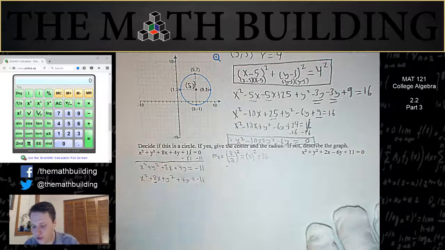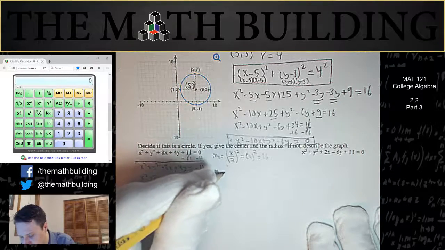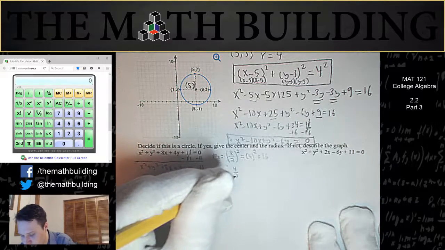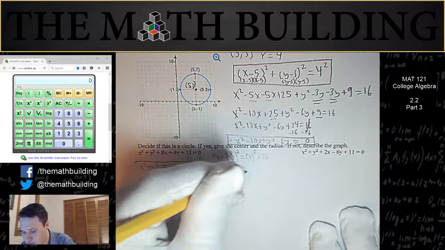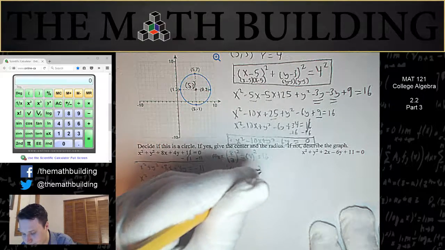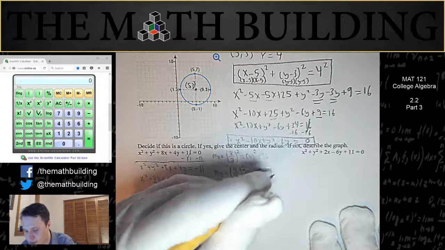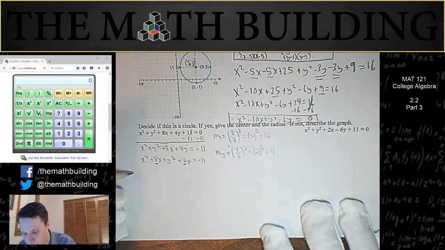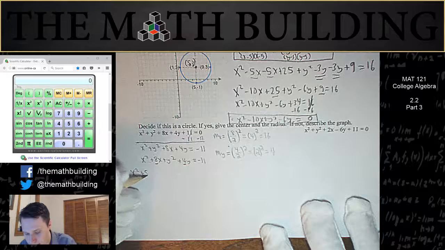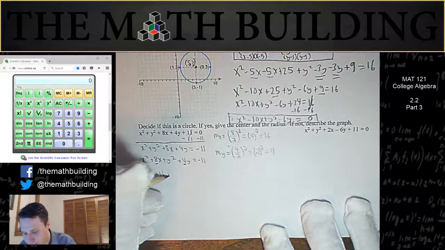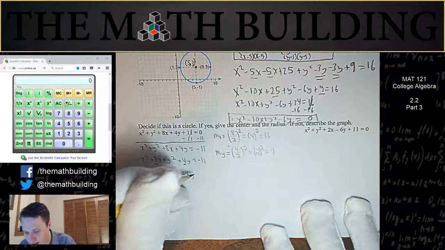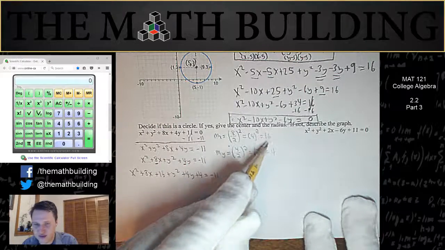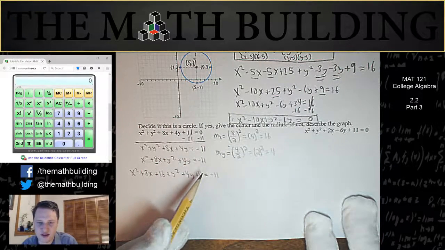Let's do the same process with the y. Let's find the magic number for y. We're going to look at the 4 right here, and you do the exact same process. 4 divided by 2, quantity squared. 4 divided by 2 is 2, and that squared is 4. So what I'm going to do is I'm going to add 16 and I'm going to add 4 to the equation. So watch. X squared plus 8x plus 16 plus y squared plus 4y plus 4 equals negative 11. So I've added 16 because that was the x magic number, and I've added 4.